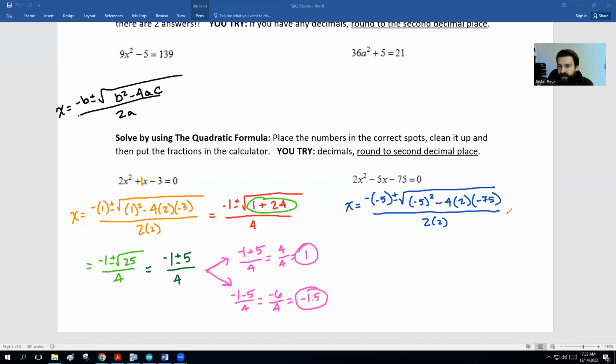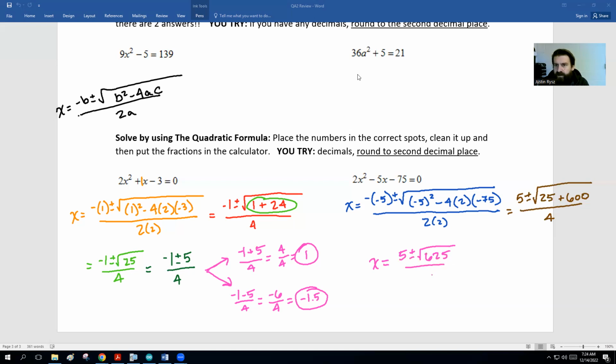All right, let's do some multiplication here. Negative negative 5 is a positive 5. Plus or minus 5 squared is 25. Well, this is going to be fun. Negative 4 times 2 times negative 75. That is a big number. It is 600. And then 2 times 2 is 4. Okay, so we got x equals, we got 5 plus or minus the square root of, if we add those together, that'd be 625.